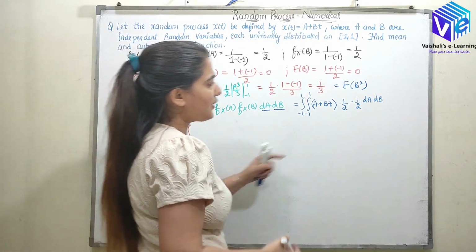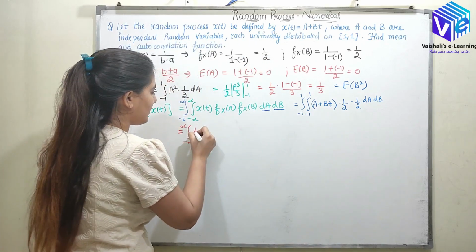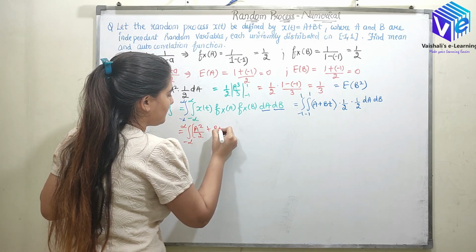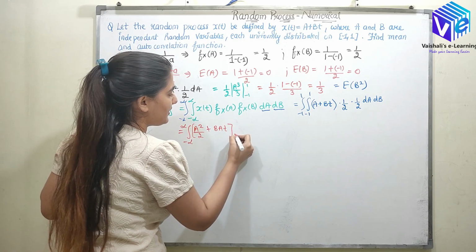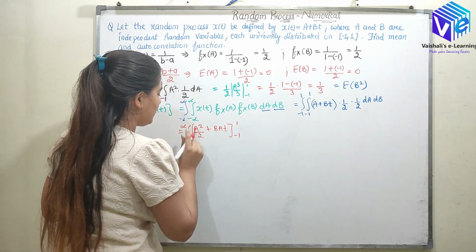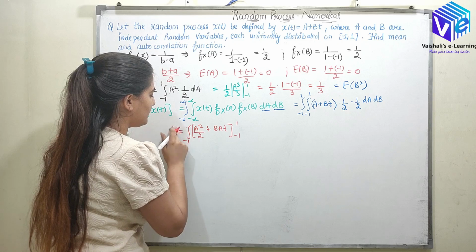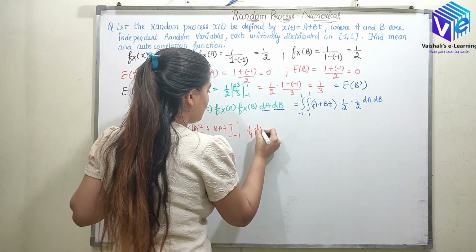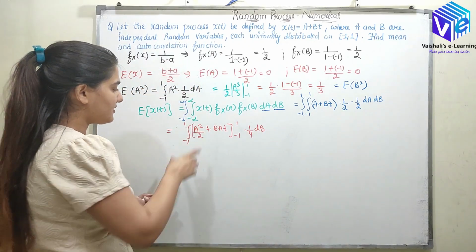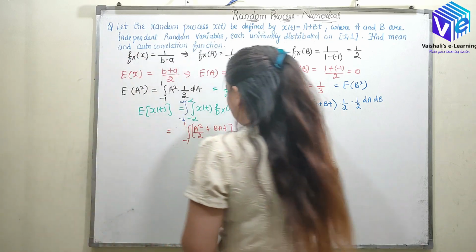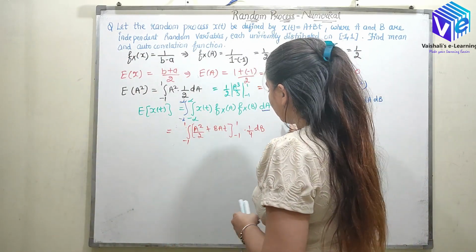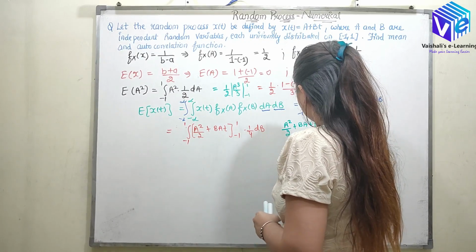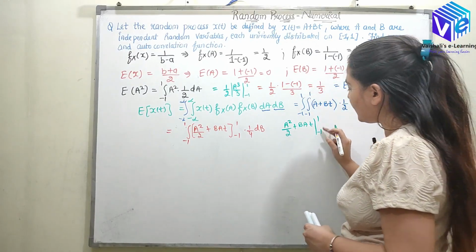Now when I integrate over dA, I'll be taking b as a constant. So here I'll be having a square upon 2 plus bat, and the integration is from -1 to 1. Here also the limits are from -1 to 1, and it is multiplied with 1 by 4 dB. So now I just need to analyze this function over the limits -1 to 1.